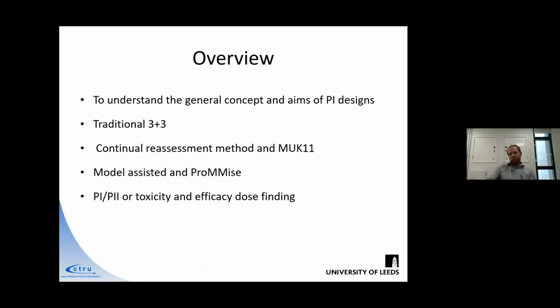Right then. So just an overview to start with of what I'm going to talk about today. To start with, I'll go through a general understanding of the general concepts and aims of phase 1 trials. Then I'll move on to some solutions to trial design in terms of traditional 3+3 design, talk through the continual reassessment method, which is another trial design that we utilised for MUK-11, and then more recently a model assisted design with ProMMise. And then I'll finish up just by briefly introducing some of the ideas in my PhD, looking at both toxicity and efficacy-based dose finding.